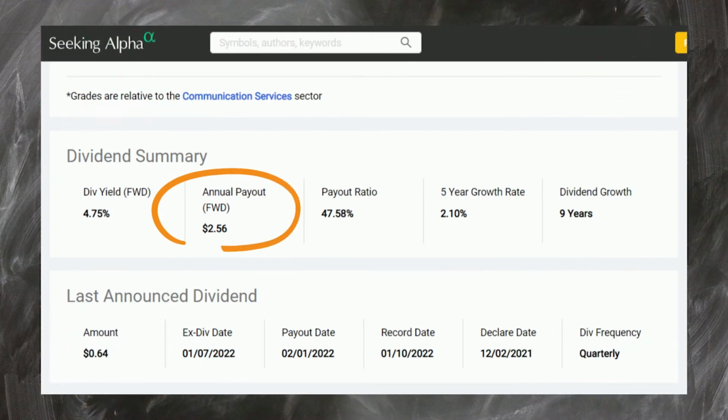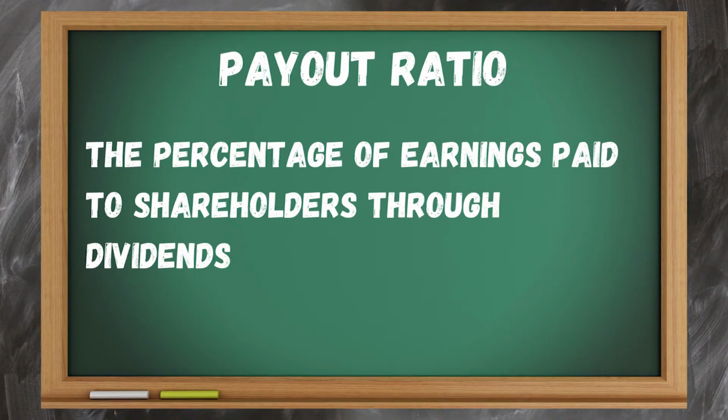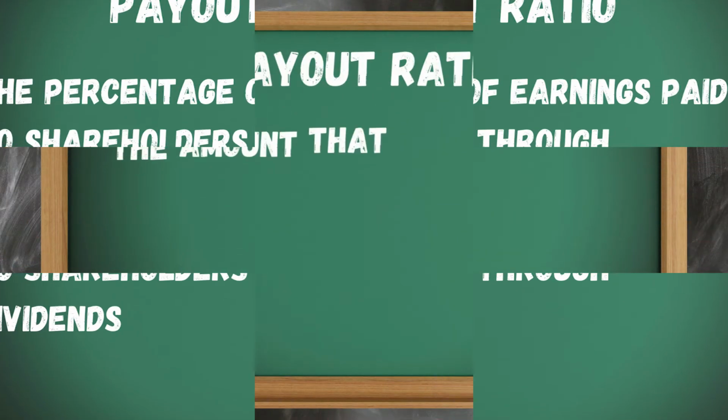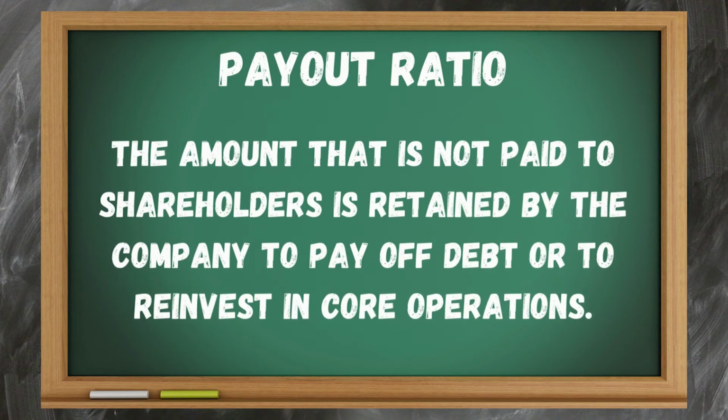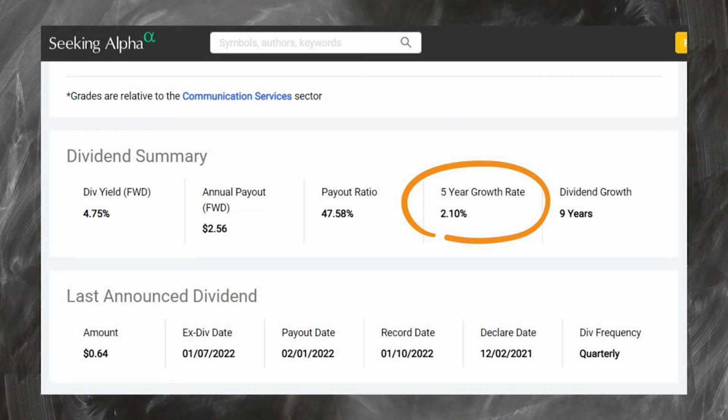Next is annual payout. This is the amount you would receive per share over the course of a year if you were to buy and hold it over that time period. The dividend payout ratio is the ratio of the total amount of dividends paid out to shareholders relative to the net income of the company. It's basically the percentage of earnings paid to shareholders through dividends. The amount that's not paid to shareholders is retained by the company to pay off debt or to reinvest in core operations.